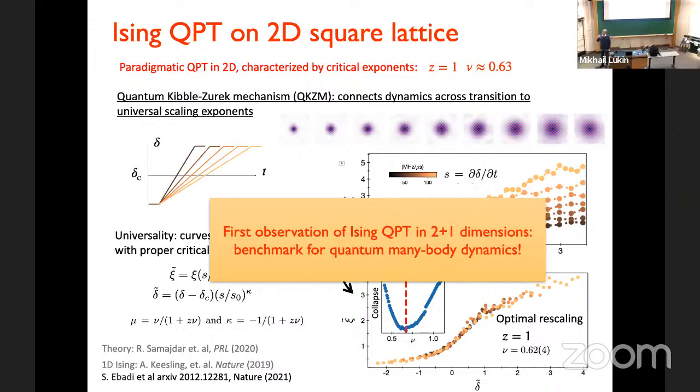So in this specific set, we actually assume z equals 1. We have independent ways to also extract z, and we have done it. Of course, the accuracy is a little bit worse. We tune the detuning with the transverse field on.